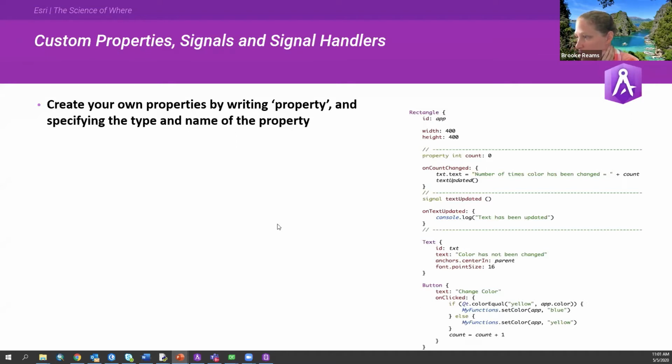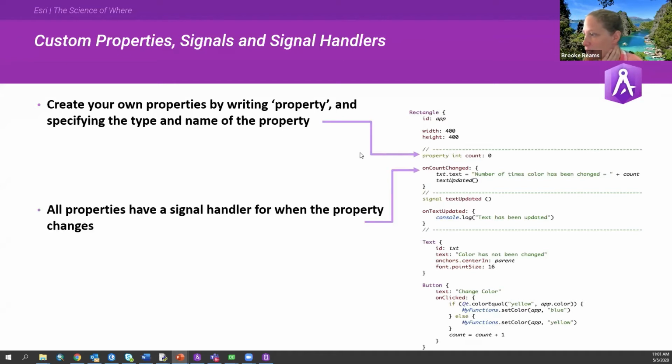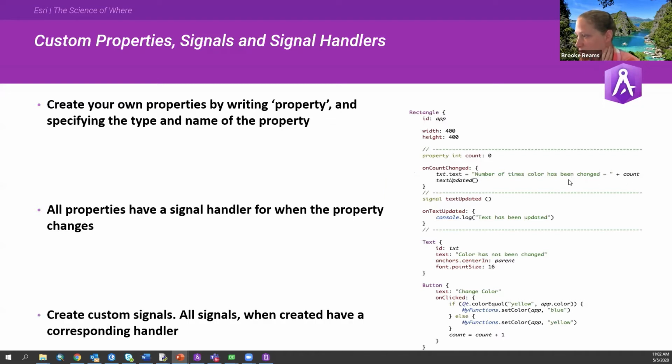And then when you create a property, automatically all properties have a signal handler for when that property changes. So you can use the syntax on whatever the property name is changed, and that signal emits whenever the property that you created changes. So whenever the button is clicked, count gets incremented by 1, and because count is changing, the signal gets called that the count has changed. And so the text element text gets updated to show the number of times the color has been changed.